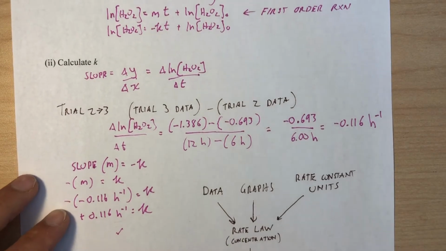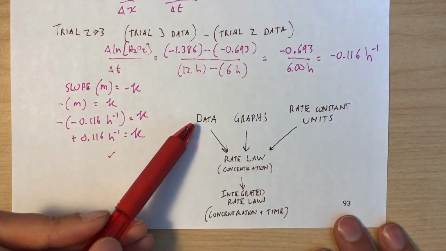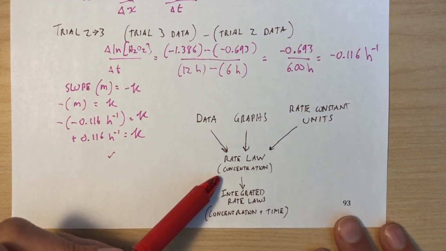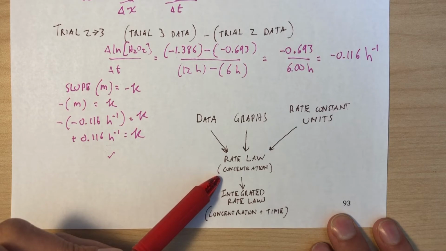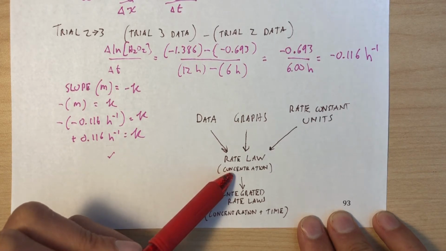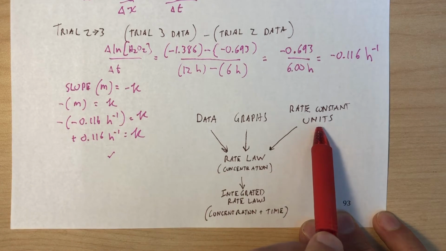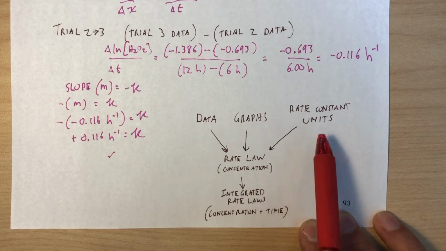What we're going to find out is that information like this is really, really useful. We can take a set of data and figure out the rate law, which is based on concentration, which we've done before. We can also take graphs, which we just did, and figure out the rate law, which is based on concentration. We can also take the rate constant units. If we know the rate constant, it turns out we have unique units for a given order, and we can then determine the rate law.